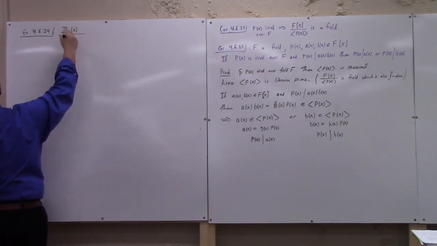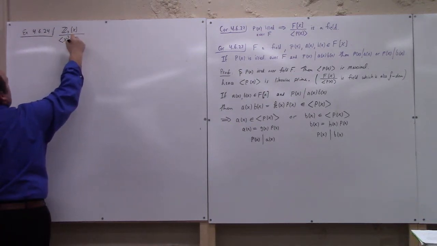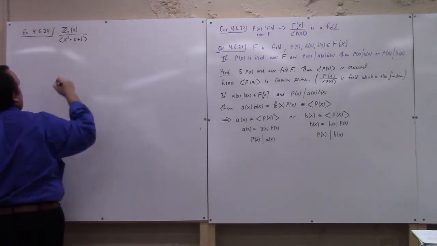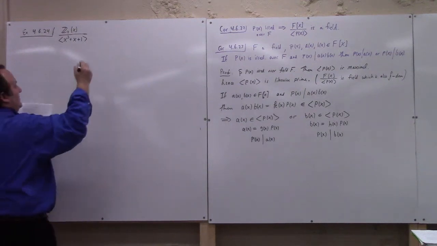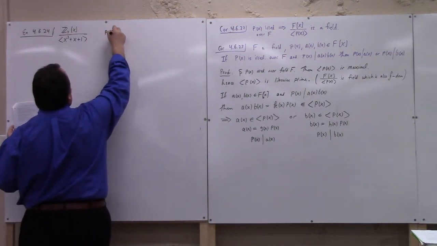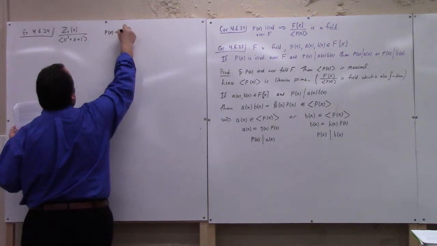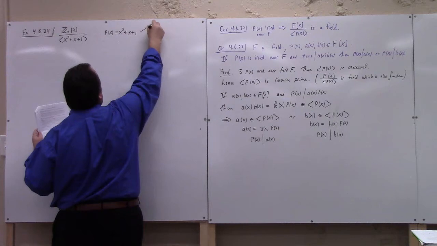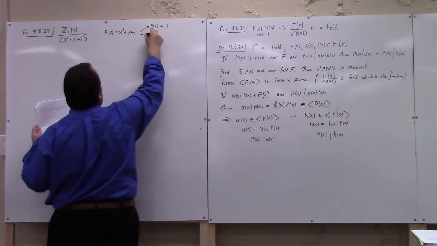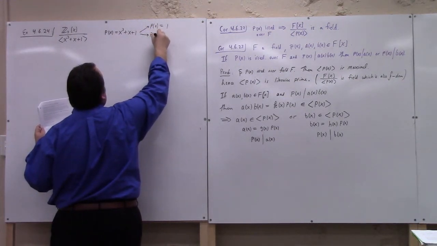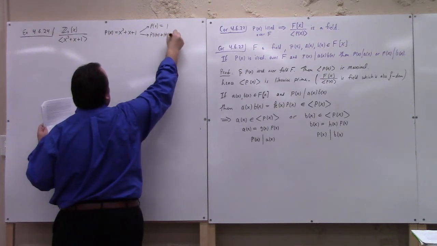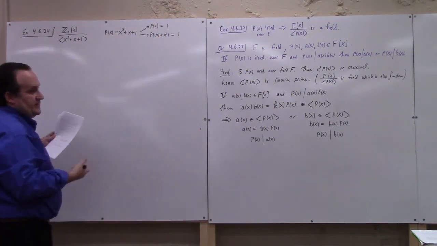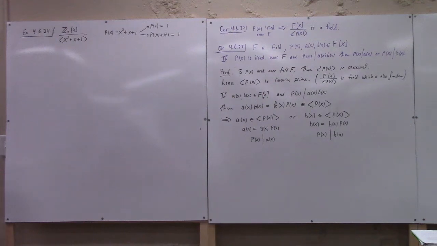mod the ideal generated by x cubed plus x plus 1. Now this is cubic, right? So we can test the irreducibility of this p(x) by looking for zeros. That's easy here because we're over mod 2, so you have two things to check: p(0) and p(1). p(1) is 1 plus 1 plus 1, also 1. Therefore, no zeros, consequently it can't be reduced. It doesn't have a linear factor. This is an irreducible cubic.